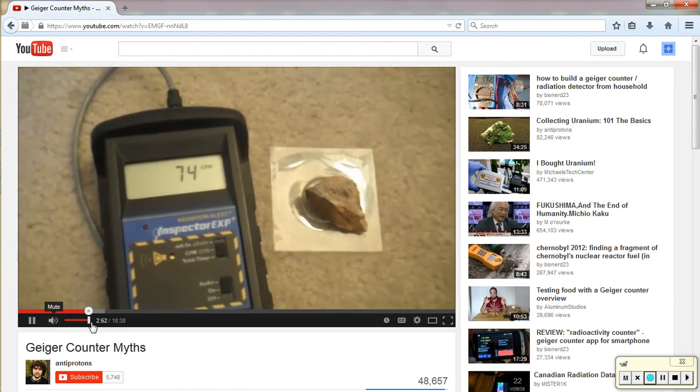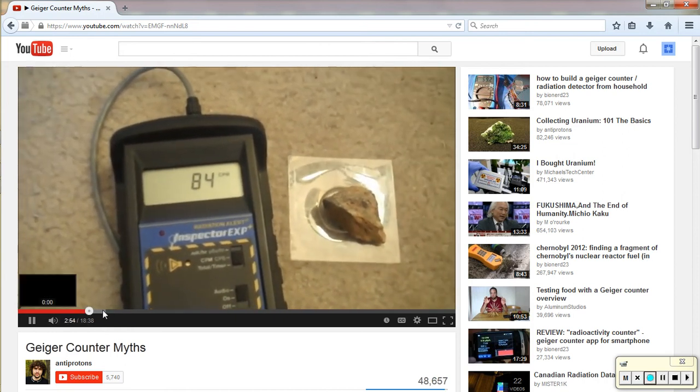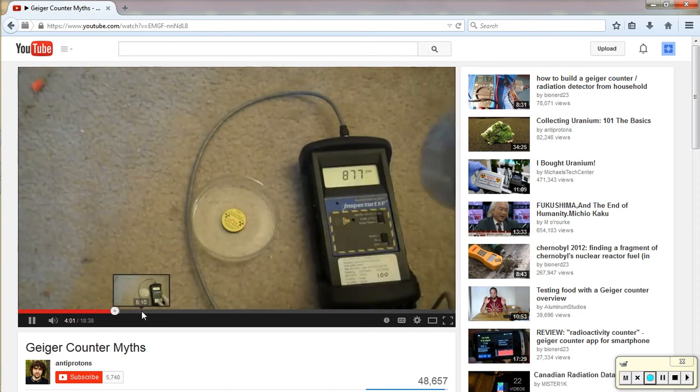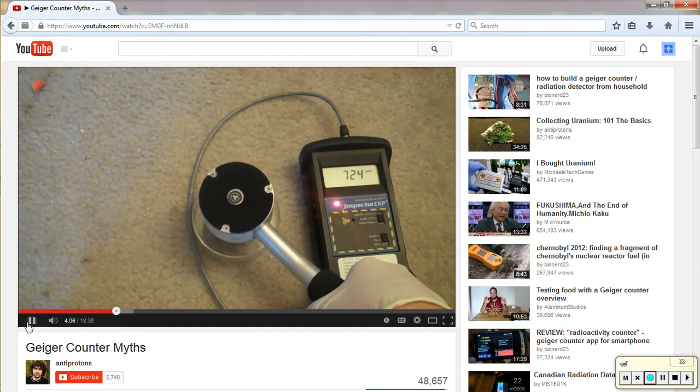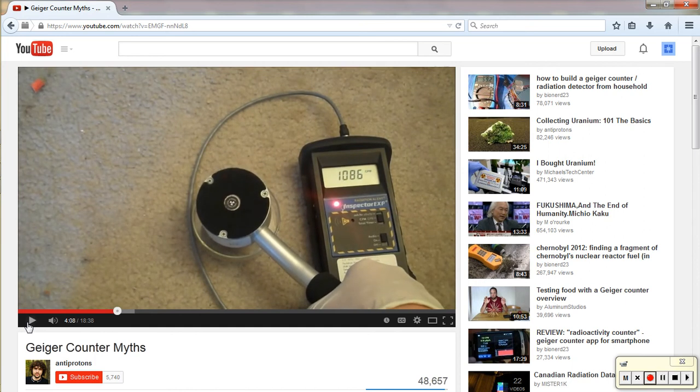Yeah, so that's 184,000 times. Well, beta radiation is much stronger. It's not even. Okay, that was fun.